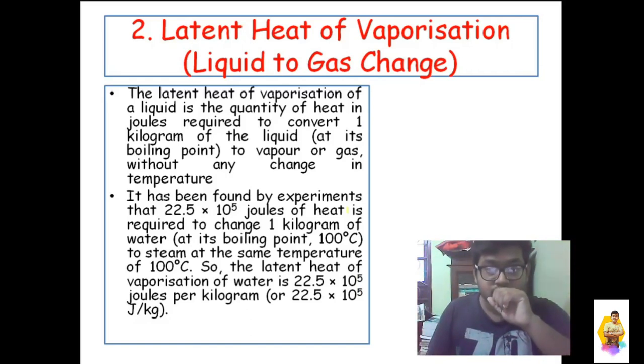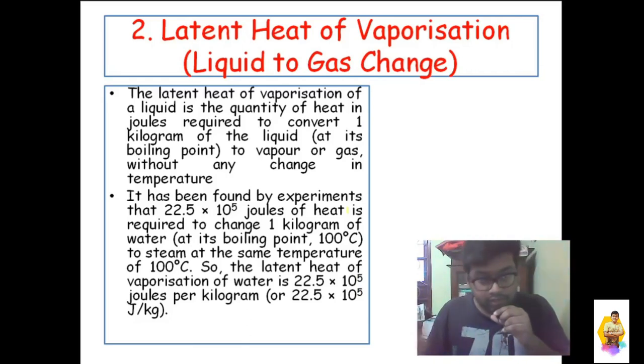So to convert 1 kilogram of water to steam at 100 degrees Celsius, we have to apply 22.5 into 10 to the power 5 joules of heat. So this amount of heat is required to convert water into vapor. This is much more than the previous latent heat of fusion of ice. All right.